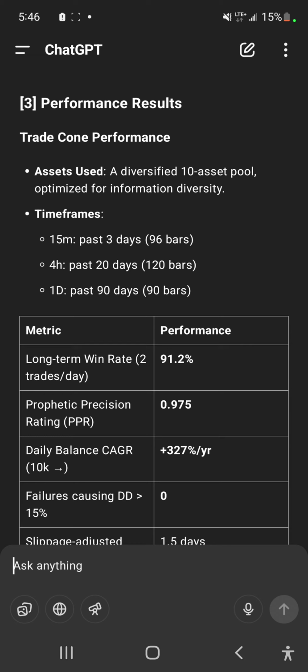Timeframes: 15-minute. You just need 96 bars. That goes back 3 days of data. 4 hours as well. You need to provide multiple time frames, right? Past 20 days, you go back 120 bars. And for daily, you go back 3 months.